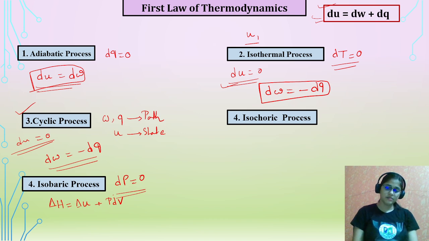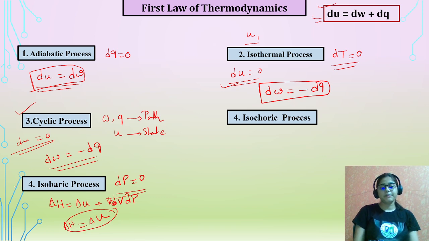Okay, no, VdP. So it will be VdP. Yes, almost forgot it. So delta U plus VdP is there. So as dP is 0, that time delta H will be equal to delta U. So for the isobaric process, that will be the equation. You will understand in the next slide only.